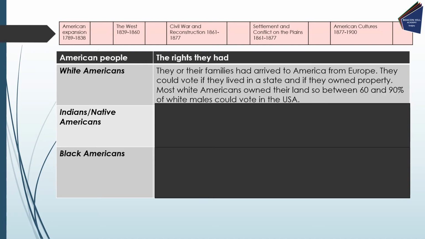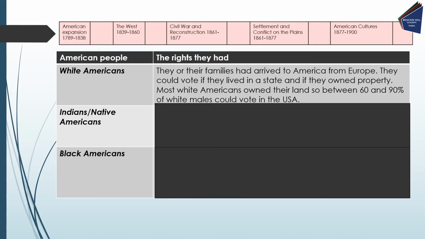So first of all, we have white Americans. They or their families had arrived to America from Europe, so they were European immigrants. Most could vote if they lived in a state and if they owned property. So most white Americans own their own land, so between 60 and 90% of white males could vote in the USA. So the white Americans are the people who are having their voices heard.